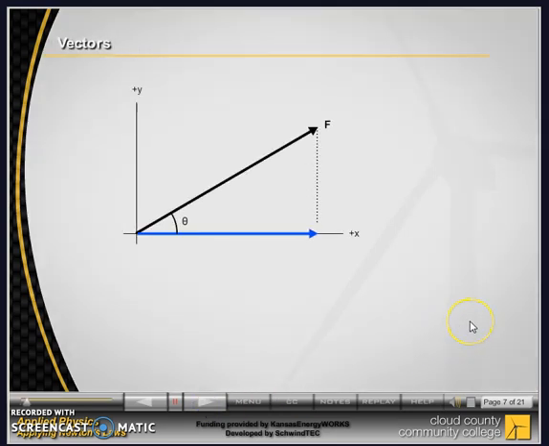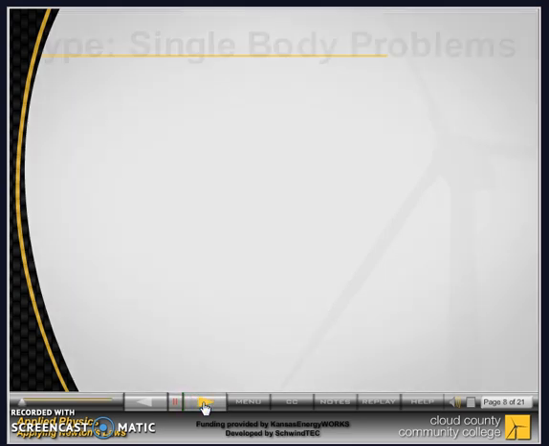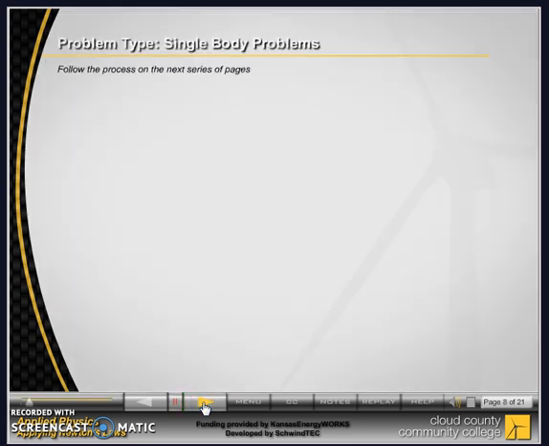This is the horizontal component of the vector and is found using the following trig function. This is the vertical component of the vector and is found using the following trig function. This is the process to get all vectors into what we call components. Components are perpendicular to each other. They would be the x and y motion if drawn separately rather than drawing the vector itself. Follow the process on the next series of pages.